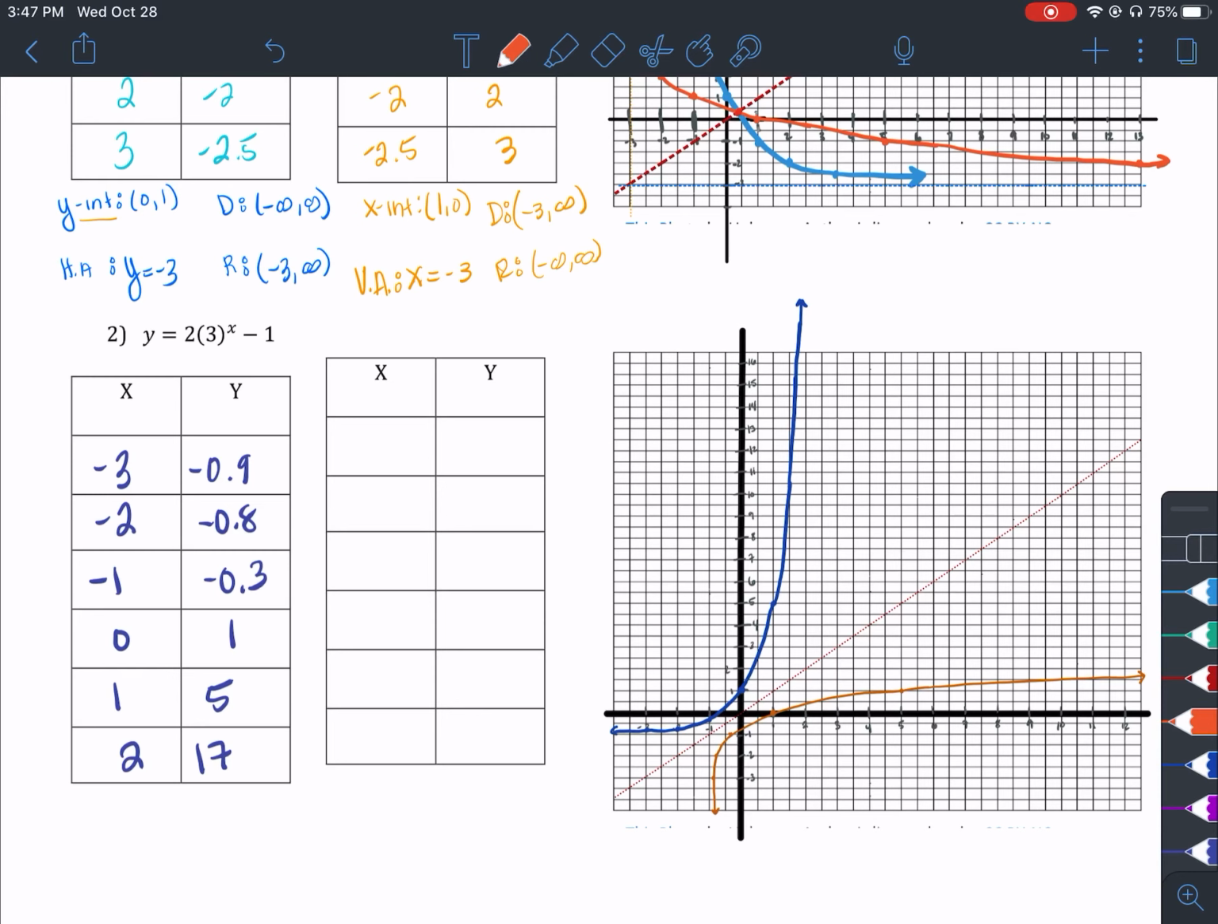Same thing that we talked about above. Now that we've done that, I can just use these points to create the points of my inverse one. So we're going to switch each of them.